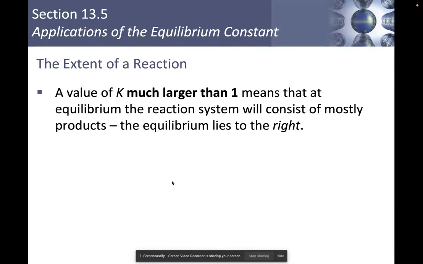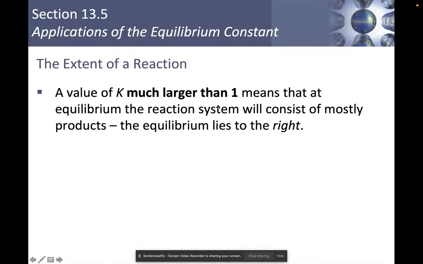Extent of reaction. So what does K tell us? If the value of K is a very large number, almost infinity, not even that though, right? It could be like 100 or whatever. If it's much larger than 1, that means that our products are going to be in high number. In other words, the equilibrium lies to the right.